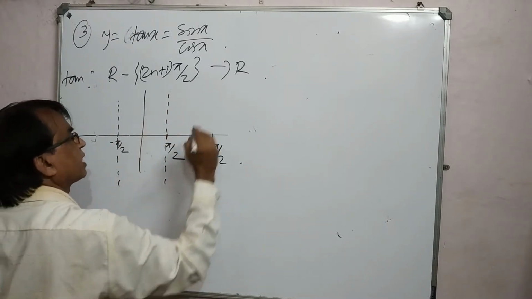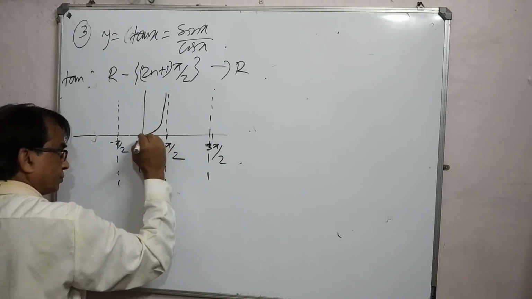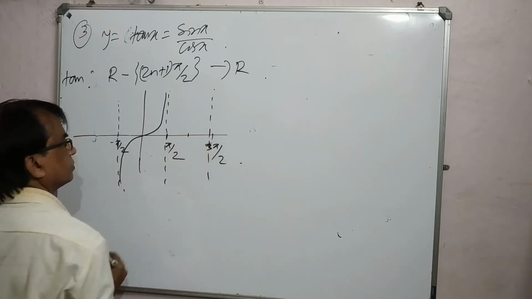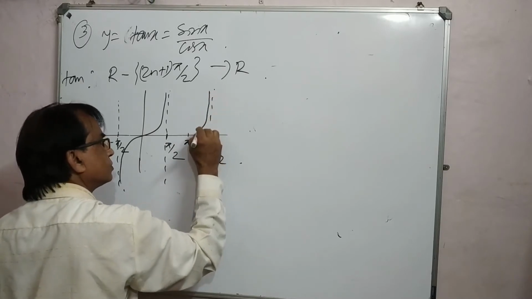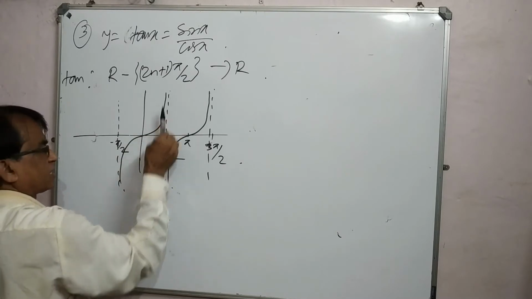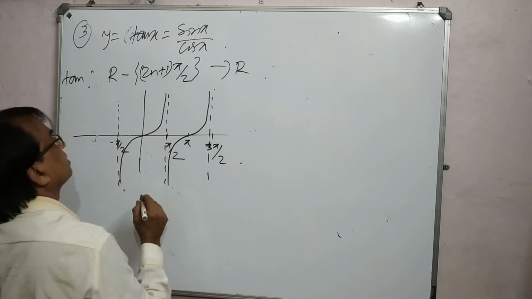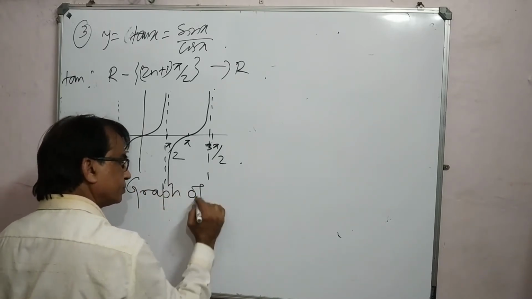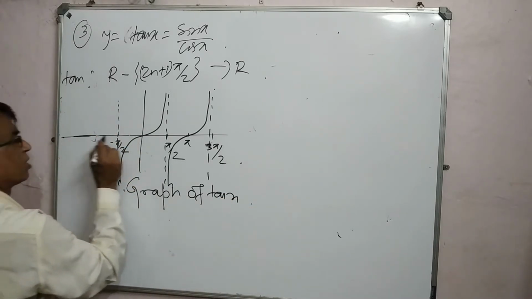And this is very important, that we have studied in class 11. This is the graph of tan x. This line never touches because at that point tan is not defined, and this is the graph of tan x. But the range is the entire set of real numbers.